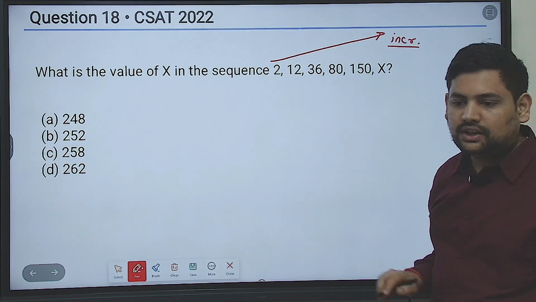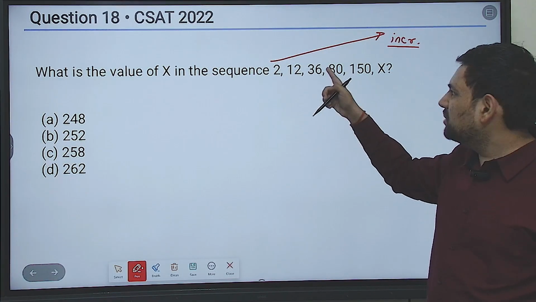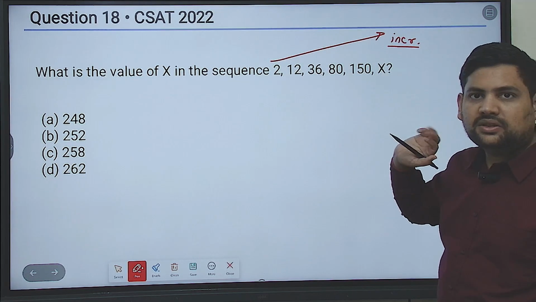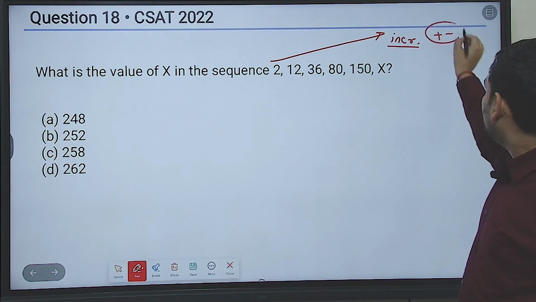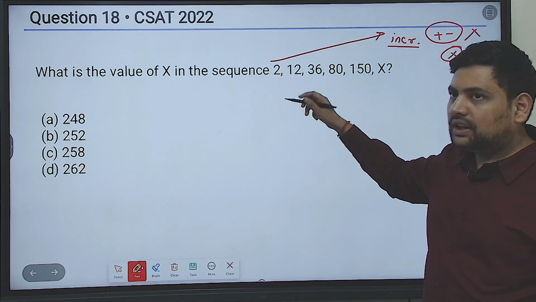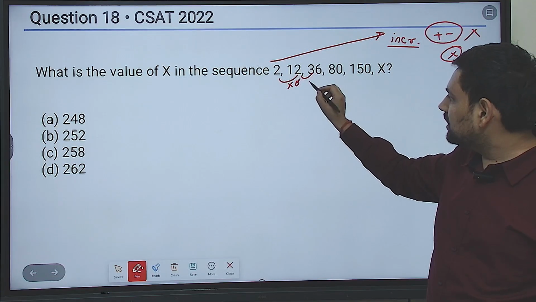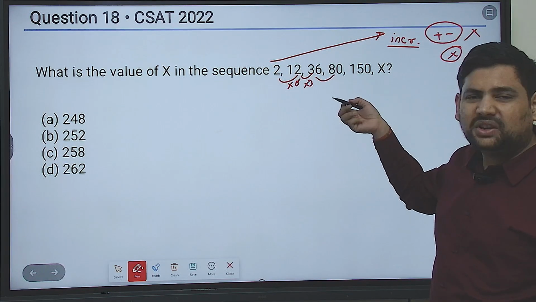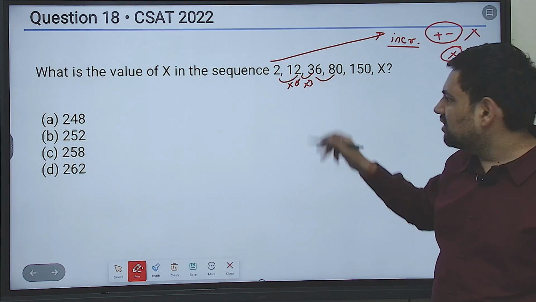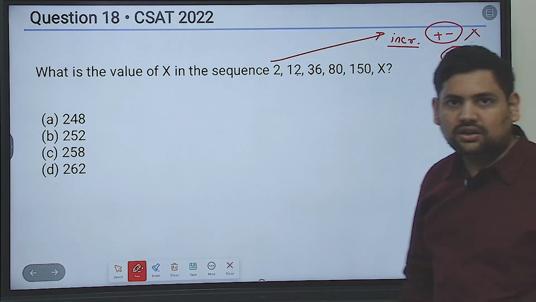This is fine. Then think how is the difference changing? So the difference is 10, then the difference became 24, then 44. So the difference does not make much sense. That means it is not plus minus. Then let's try for multiplication. Now from 2 to 12 is into 6. Very good. 12 to 36 is into 3. Fine. But 36 to 80 is 2 point something, 2.25 something. So this does not make any sense. That means this is not a multiplication series also.